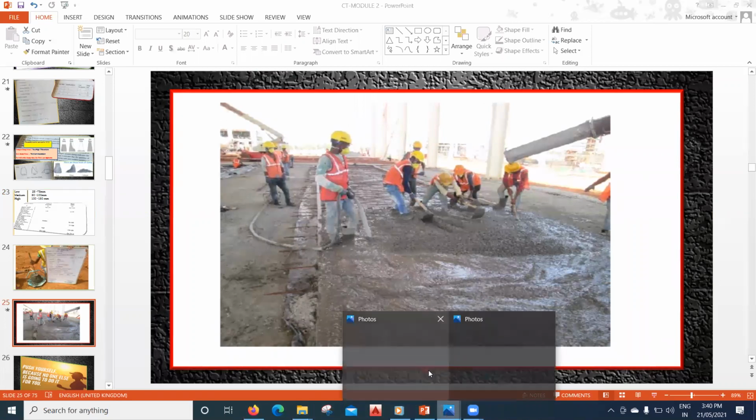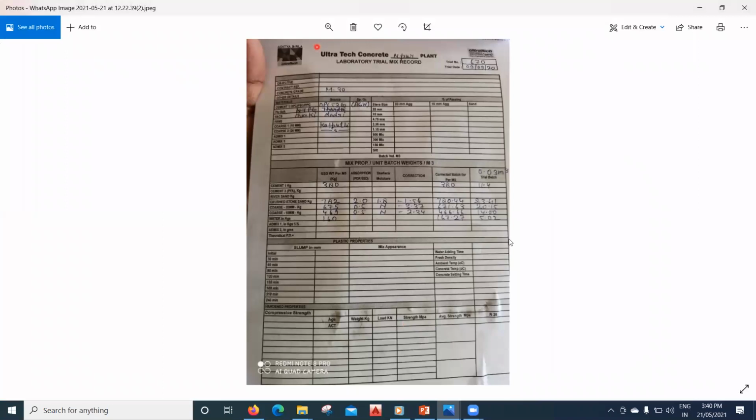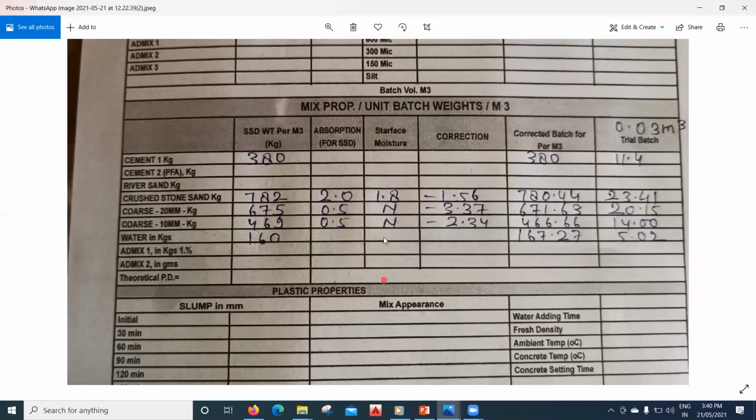So how do you decide this mix design, that M25 and all? See, whenever you go to the lab, we try to prepare the mix design for different ratios. We'll see that also, so they get a proper idea.